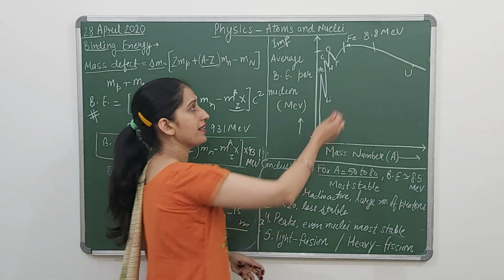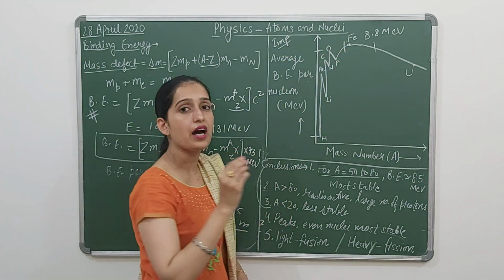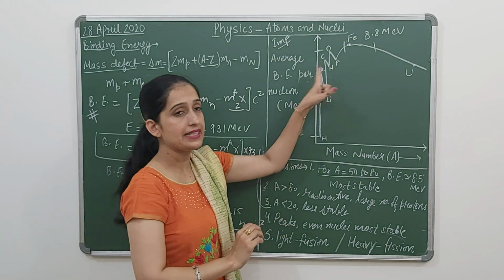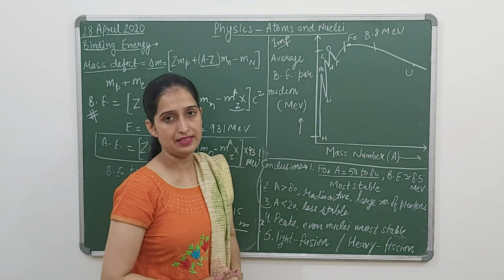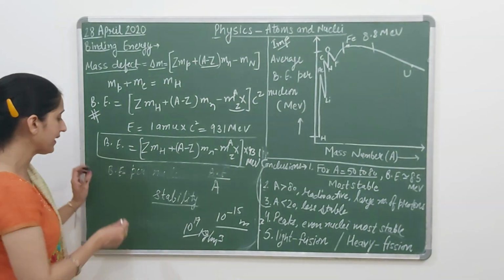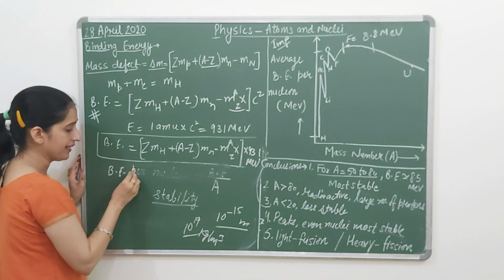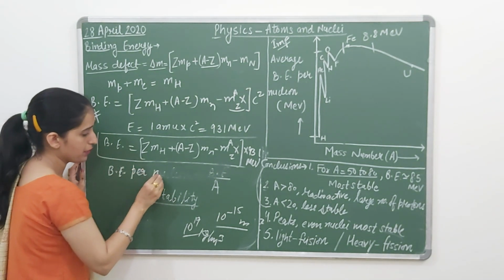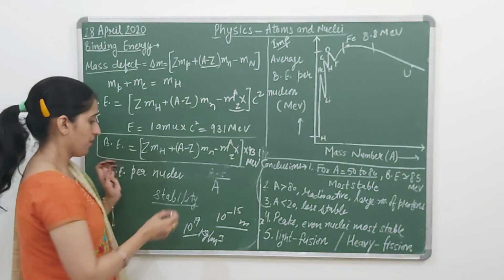If we are comparing these lighter elements, then even nuclei are more stable than their neighbors only. Iron is the most stable element. I hope this concept of binding energy is clear to you. If you have any doubt, then please let me know about it. I am going to sort it out.